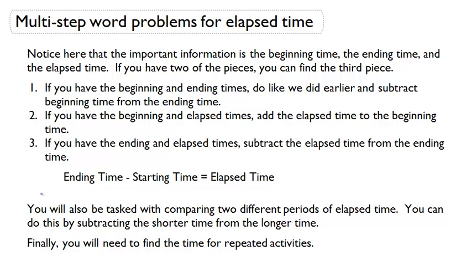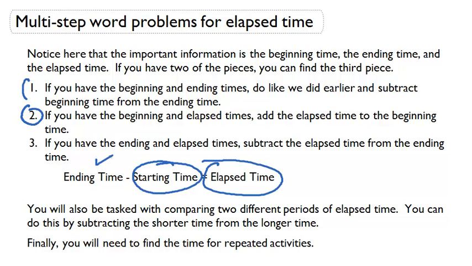I've kind of listed it out for you up here. Number one, you already know. Number one is here. If you have the beginning and ending times, like we did earlier, then subtract the beginning time from the ending time. However, if you have the beginning and elapsed times, all you have to do is add this elapsed time right here to the beginning time, and then you'll get your ending time.